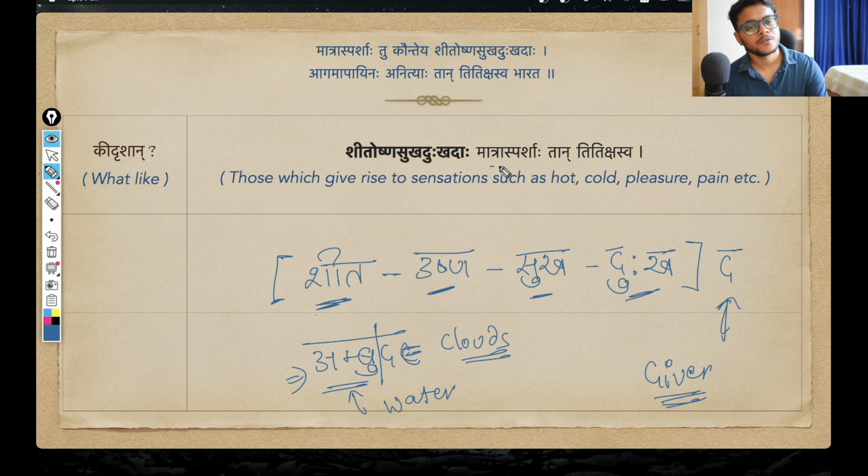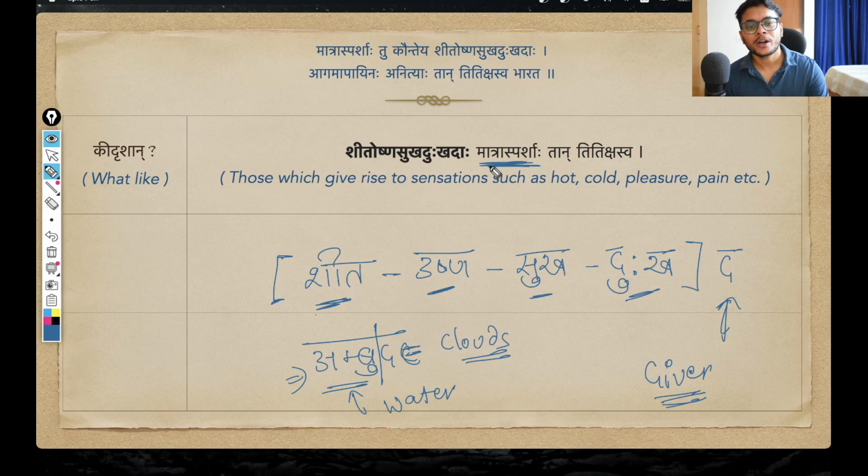And now you can identify why the matra sparsha, the contact between the senses and the objects, is described as the giver of these things. Why? Because only when our sense organs come in contact with the external objects do you get some feeling, an impression is created which gives rise to some feeling. So these contacts give rise to different sensations. And as an example, a few of those sensations are mentioned here: hot, cold, pleasure, pain, and that is why I'm putting this etc.